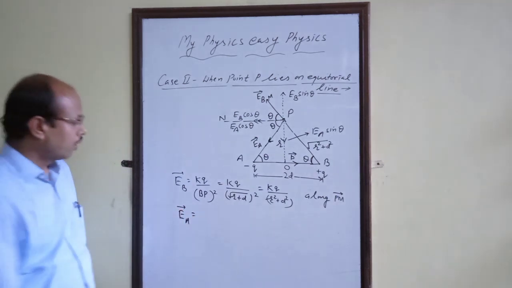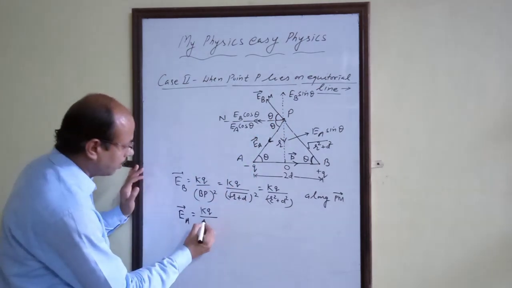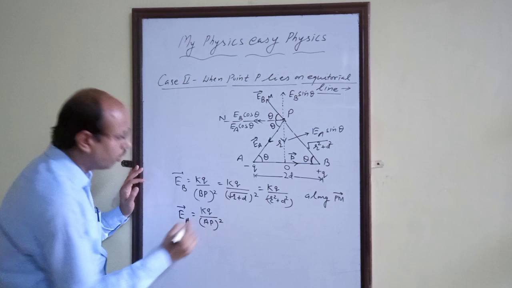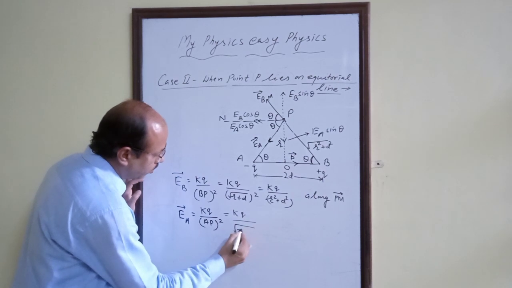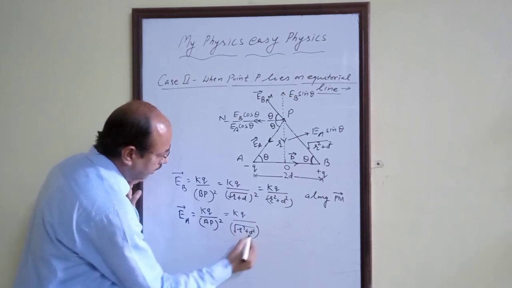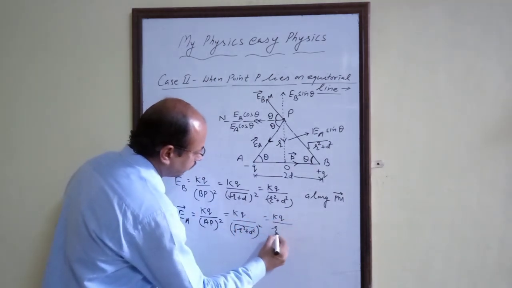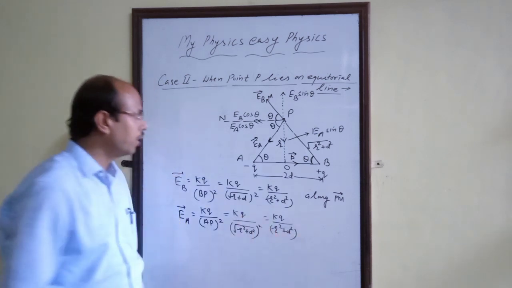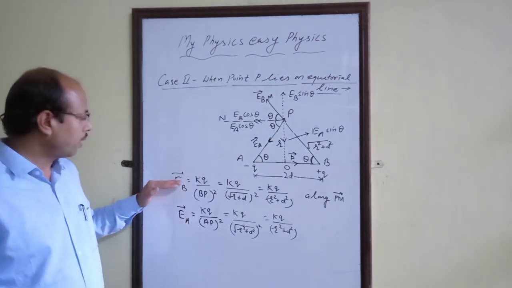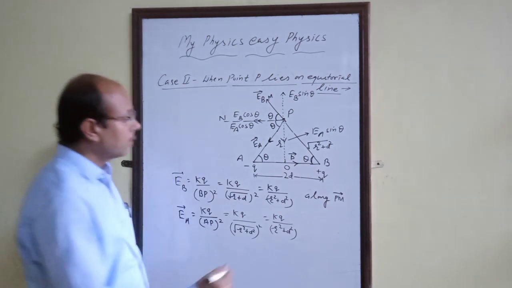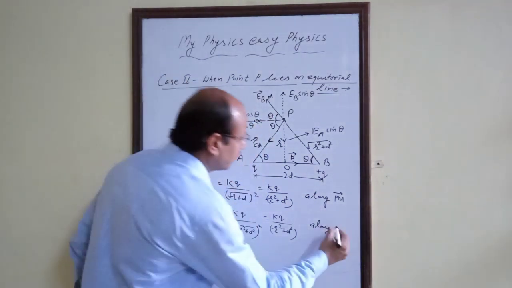EA equals to KQ, and the distance between this and this is AP whole square. AP can again be written as root over R square plus D square, and whole square. Therefore it again becomes KQ by R square plus D square. It means if we see this, it is clear that their magnitudes are exactly the same, but the direction is different. This is along P to A.